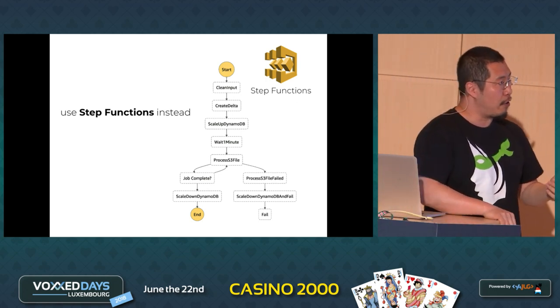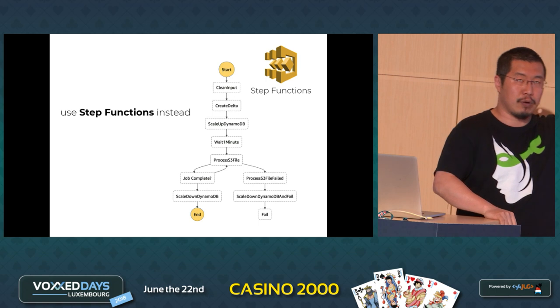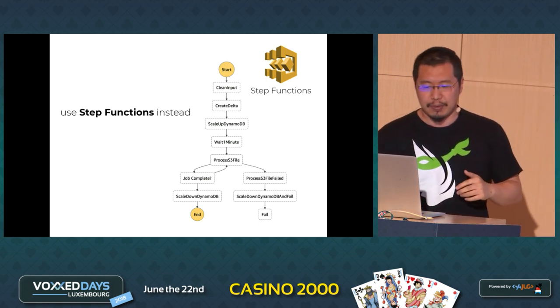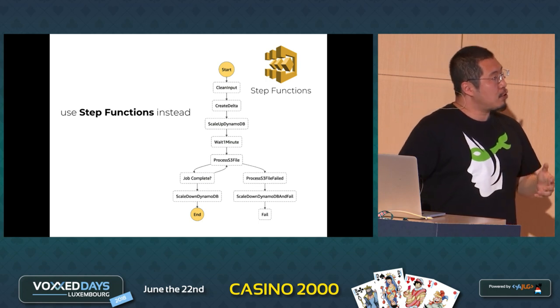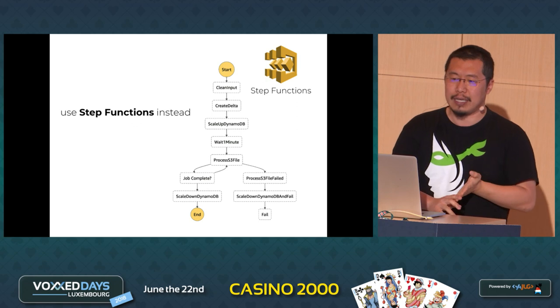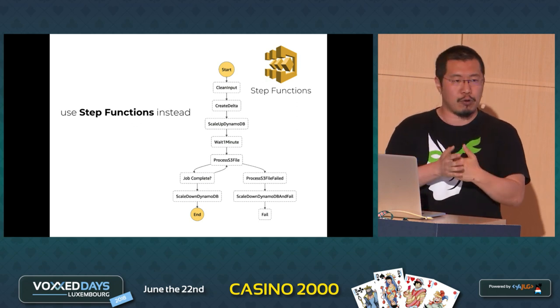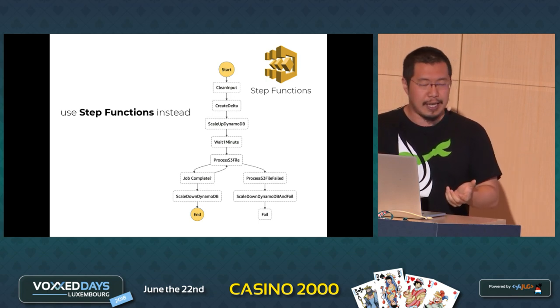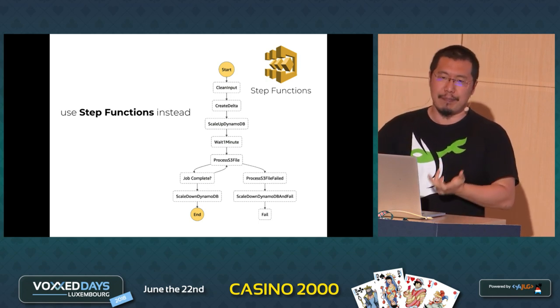a state machine with the different steps of your workflow as multiple steps. And Step Functions also gives you much more flexible handling around retries, error handling, or if you want to do branching, for example. The trade-off with Step Functions is that it's quite expensive by comparison.